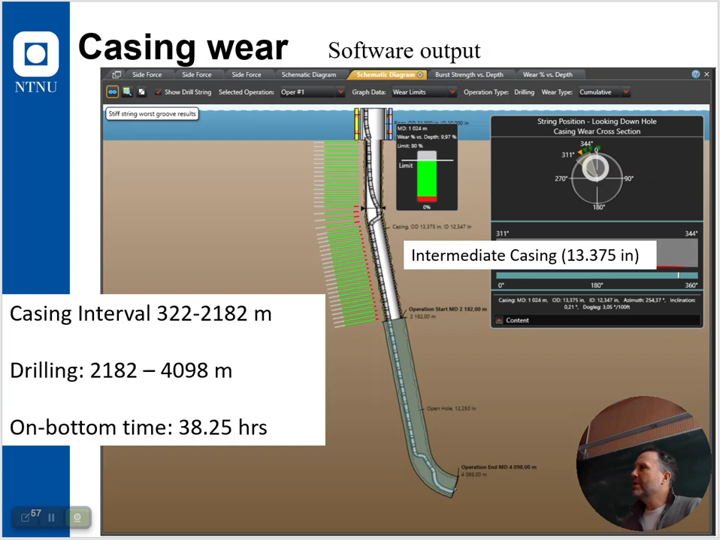It's quite a comprehensive software visualizing how the string behaves, where its compression and tension are, and how the string is supposed to be in the well. Kind of cool. Not necessarily entirely correct. You need to be careful.